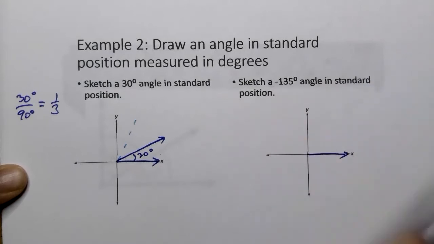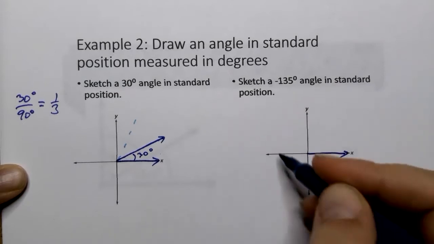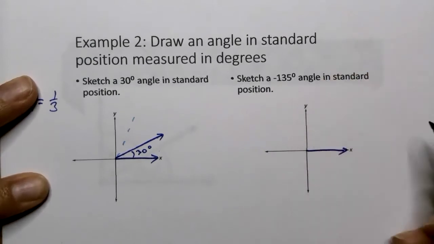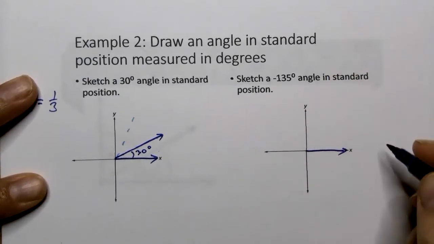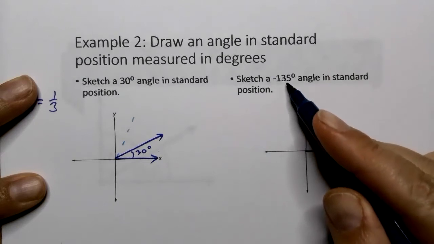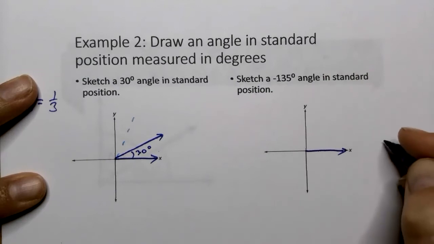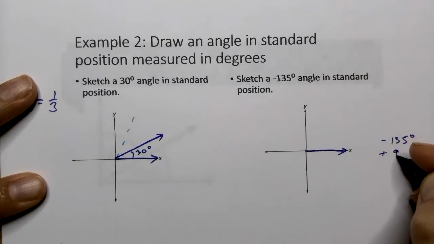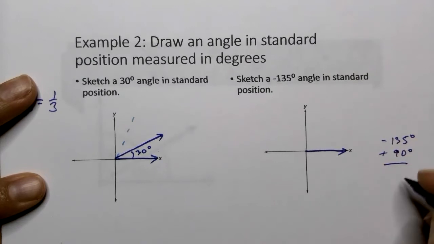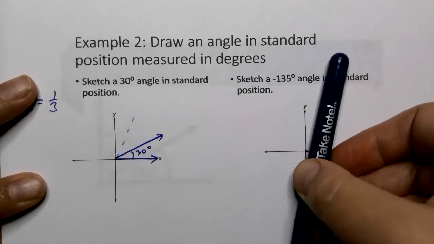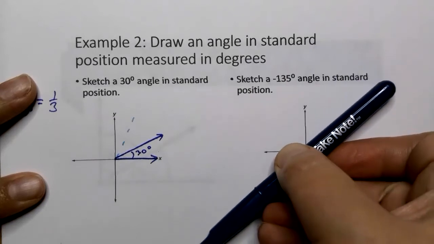All right. So, but how far into quadrant 3 is it going to go? Well, if we add 90... if you have positive 135, we would subtract 90, but because it's a negative 135, we're actually going to add 90. So adding 90 gives us negative 45.